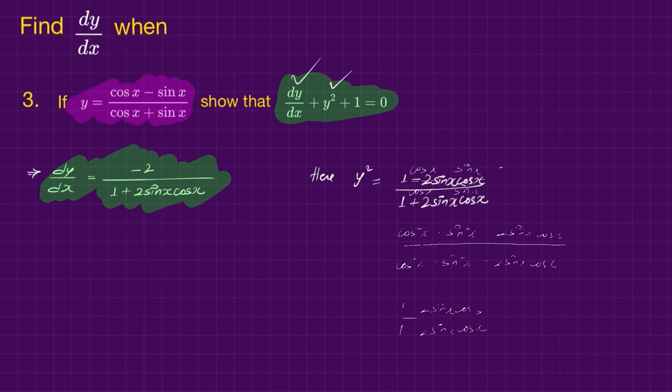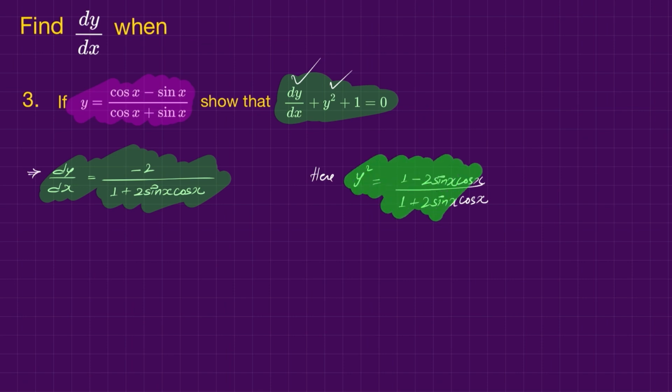Okay, since we have got the value of y square also, that is 1 minus 2 sin x cos x by 1 plus 2 sin x cos x. Now we will write this equation's left hand side, and we will show it equals 0. So let's write the left hand side.